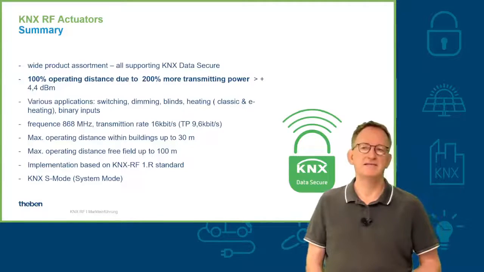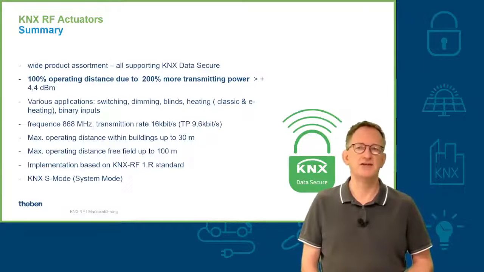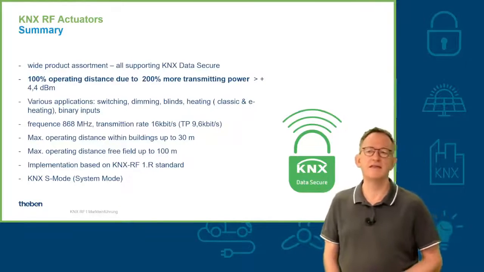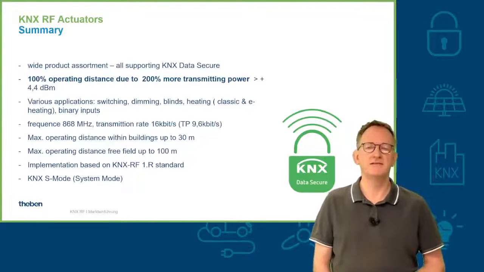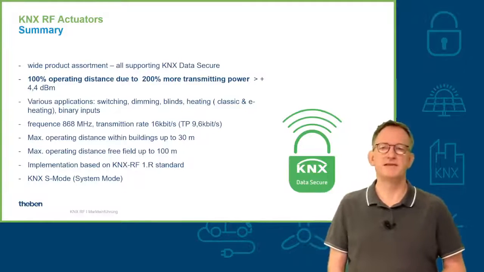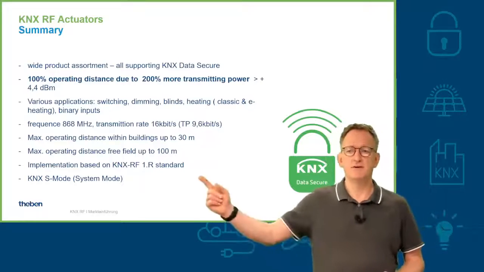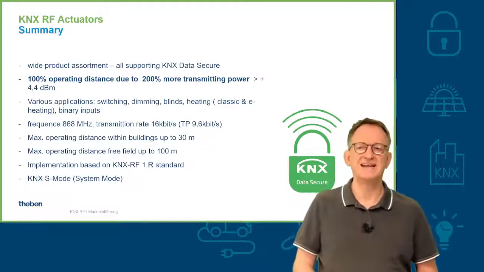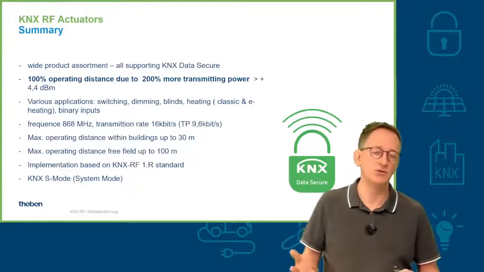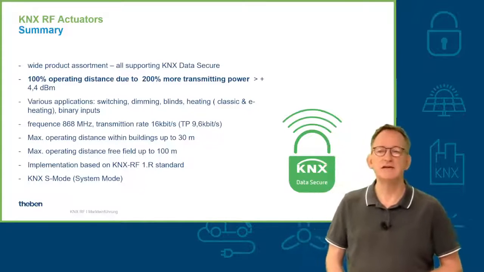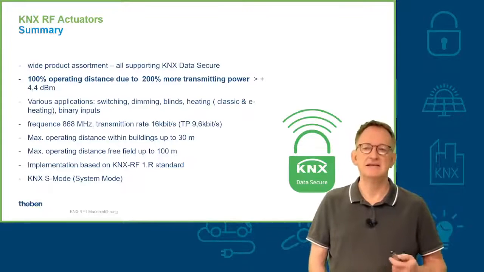Frequency: 868 megahertz, as I have mentioned, and the transmission rate on the frequency is about 16 kilobit per second. Distance is also very important. It's implemented on the standard KNX S-mode and based on the KNX RF 1.R standard. So we are using the full KNX standard, and so we are fully compatible here.